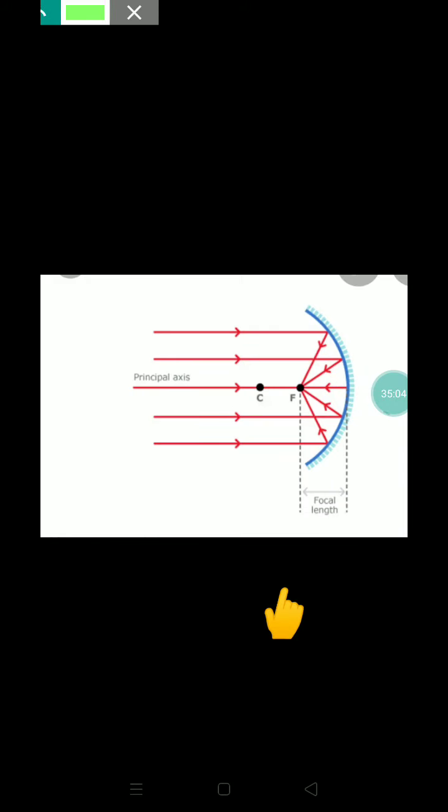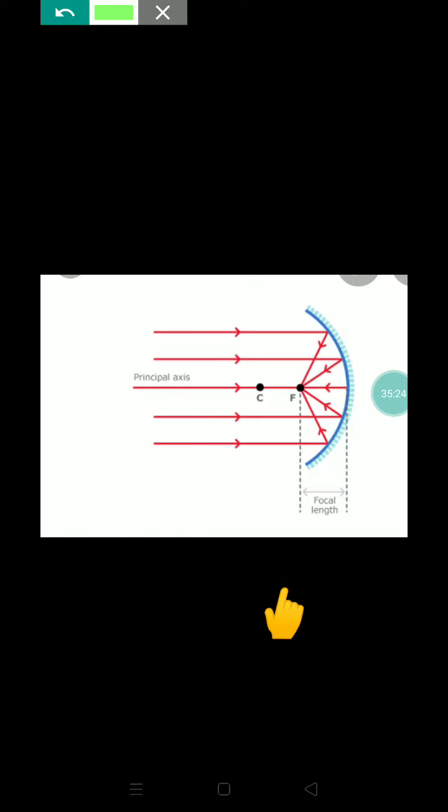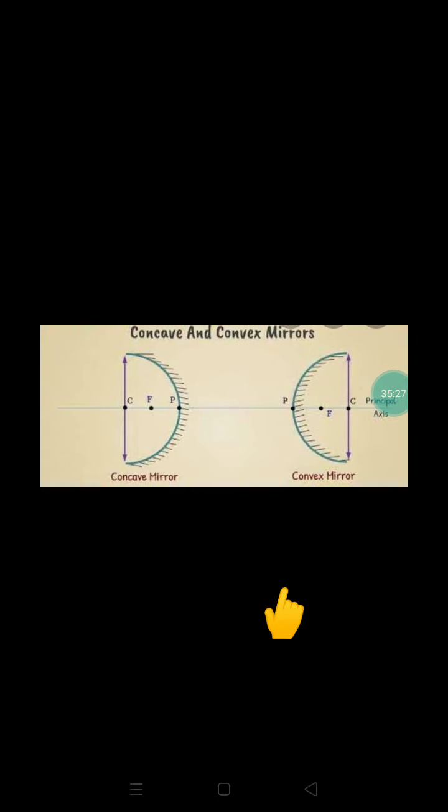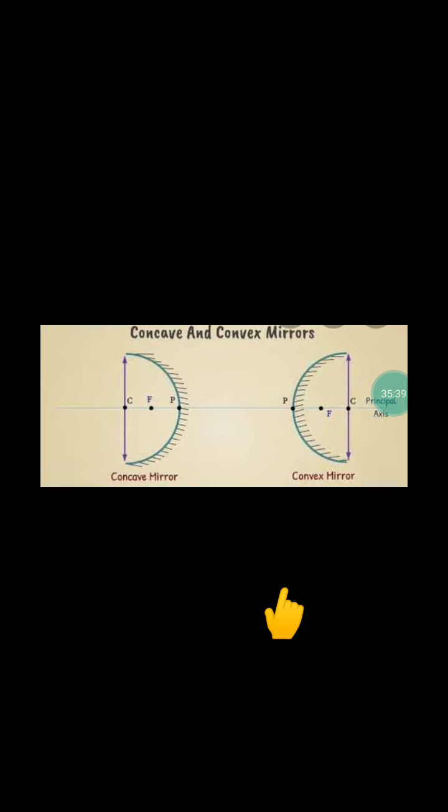Now we have to study one more relation. Here there is a relation between radius of curvature and focal length. The radius of curvature and the focal length are represented by the relation R is equal to 2f. This is the relation between radius of curvature and focal length. R is equal to 2f. That means if PF is 5 centimeter, PC is 10 centimeter. PC is the radius of curvature and PF is the focal length. If PF is 5 centimeter, PC is 10 centimeter because R is equal to 2f.